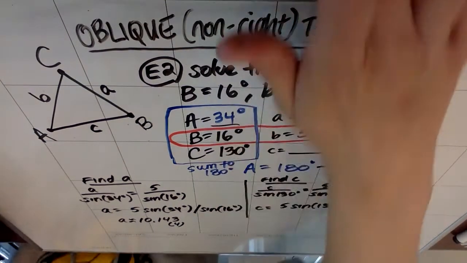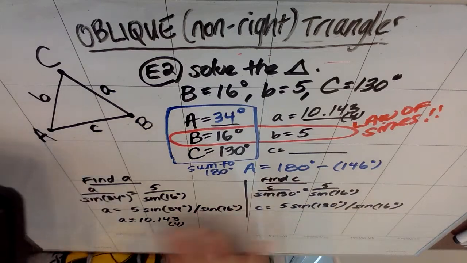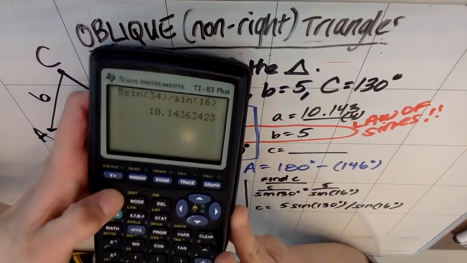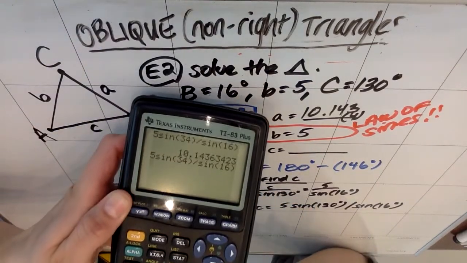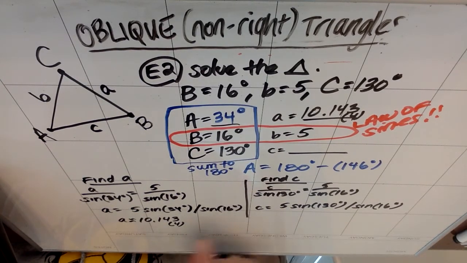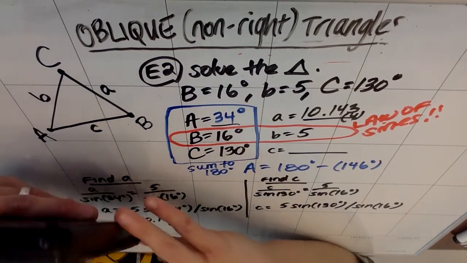Now, here's a fun little trick in case you didn't know this. If you want to redo this entry, but for c instead, in my calculator, I can hit second and then the enter button, which is at the bottom. Second and enter, and that recalls the last thing I had. If you notice, the only thing that's different here is this sine of 130. I still have the 5. I still have the sine of some stuff, it's just different stuff. And on the bottom, I still have the sine of 16.